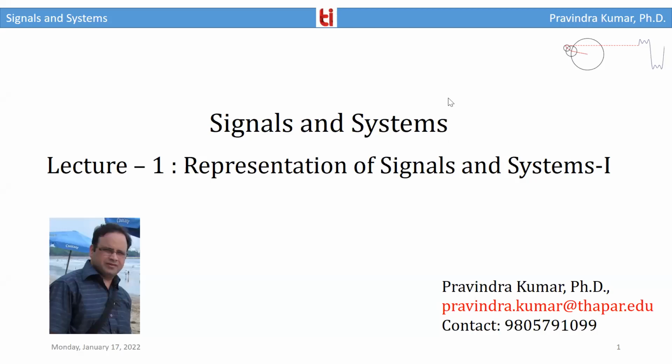So this is basically the class of signals and system. And before we start this class, let me introduce myself. I'm Parvendra Kumar, assistant professor in the ECE department, and I did my PhD from IIT Mandi in optical communication, and my research area is quantum optical communication and Li-Fi technology. You can see my contact details on the screen.